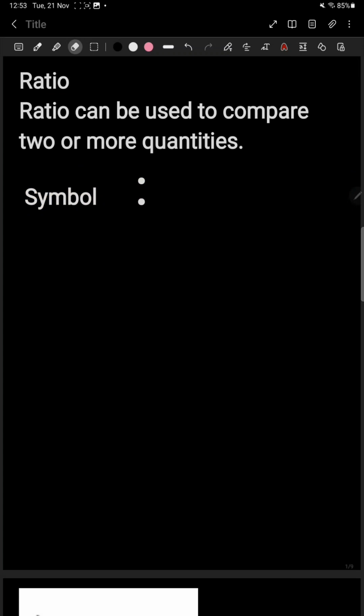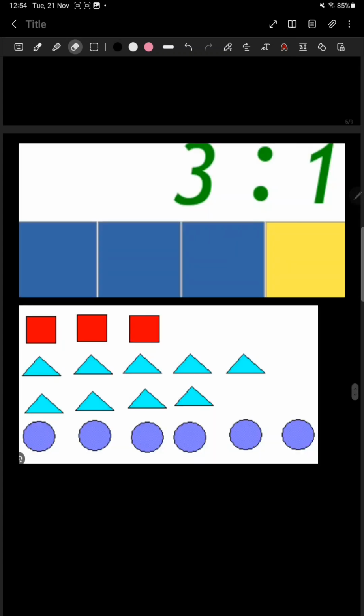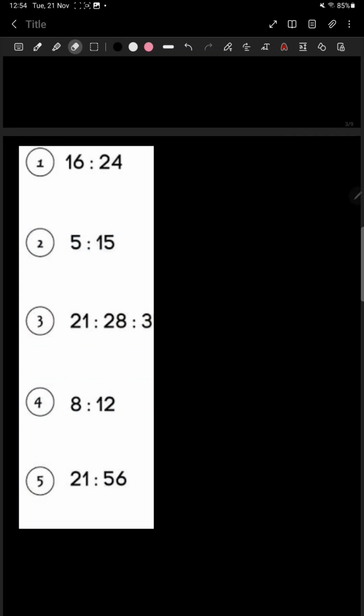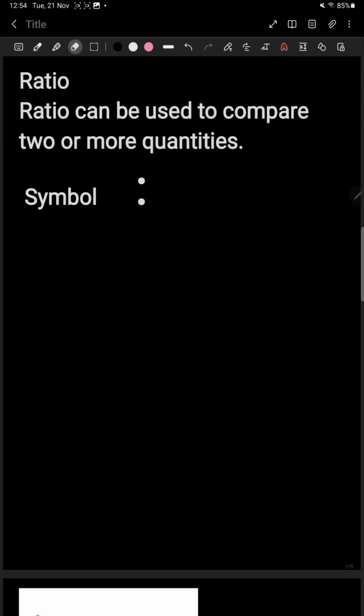Today we will learn about ratio. We will see the definition, the symbol, and also how to write a ratio, and how to simplify a ratio or reduce it to its simplest form, either between two numbers or more than two numbers. So we will see all these things today.